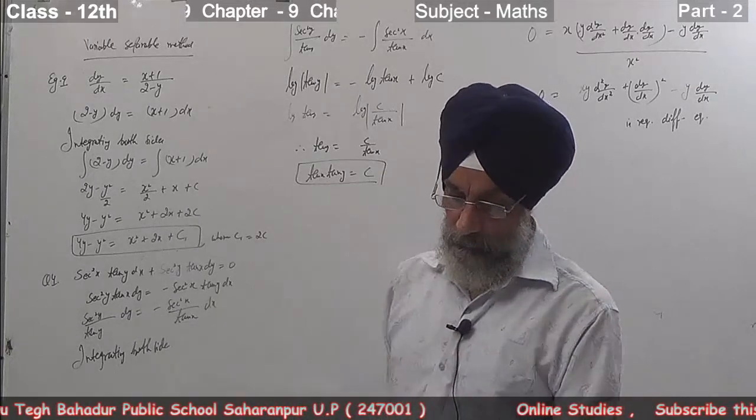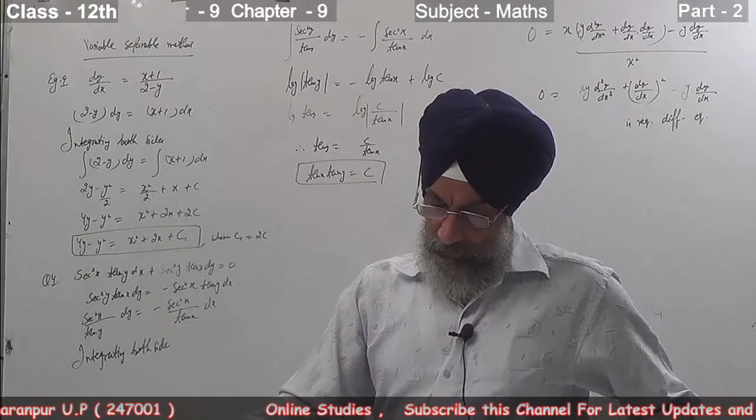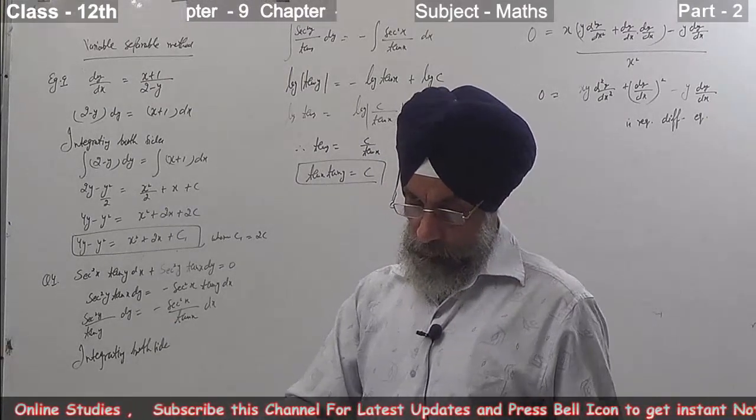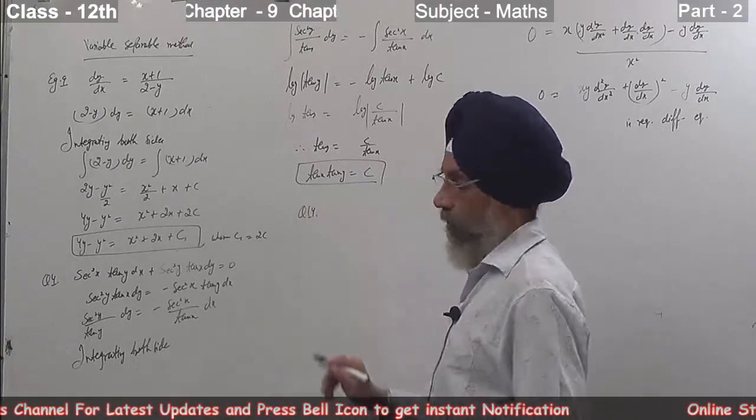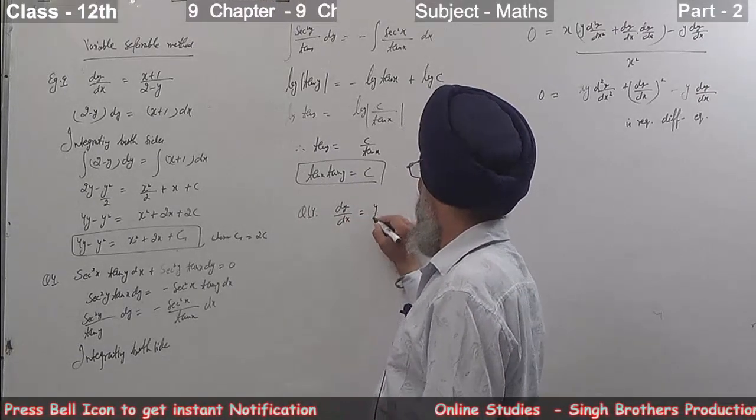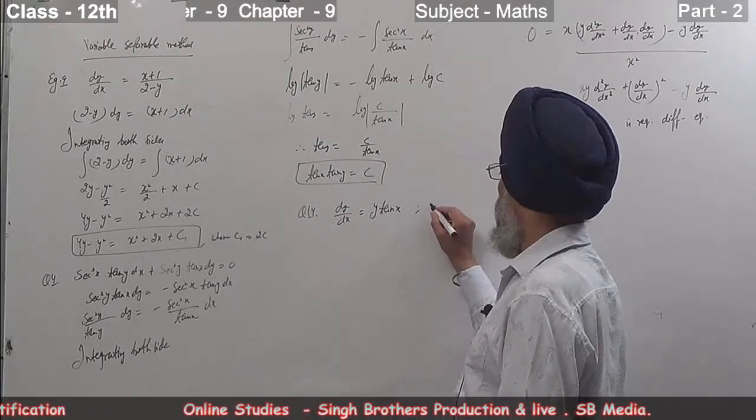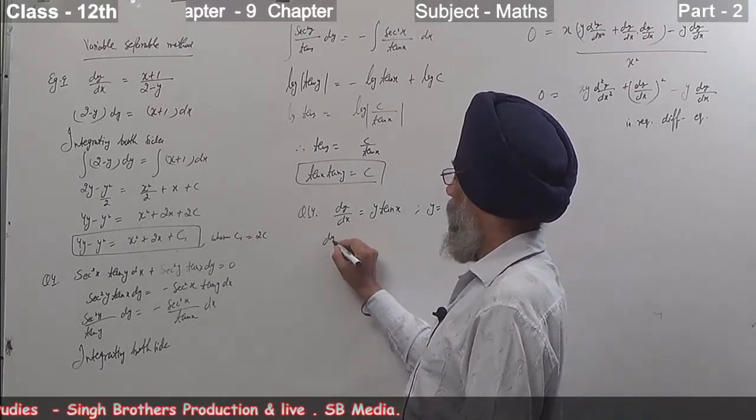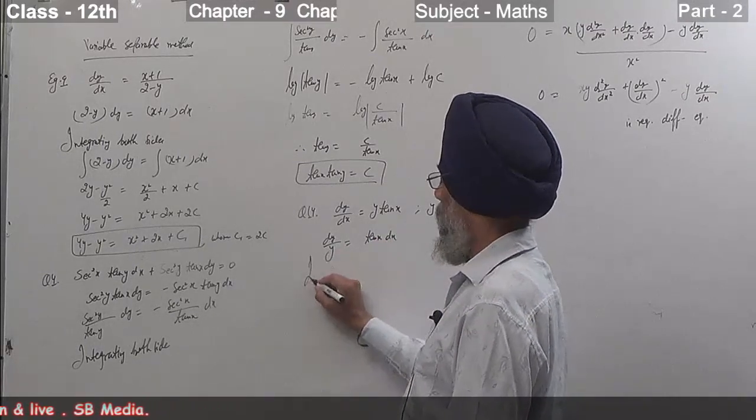Clear? Now, we see the question number 14 here. It's dy by dx equals y tan x. Moreover, here the values of y and x are given. y is equal to 1 when x is equal to 0. So, dy upon y is equal to tan x into dx, integrating both sides.